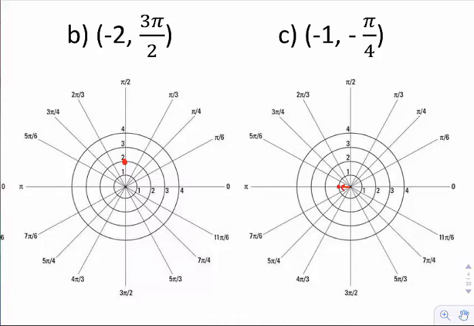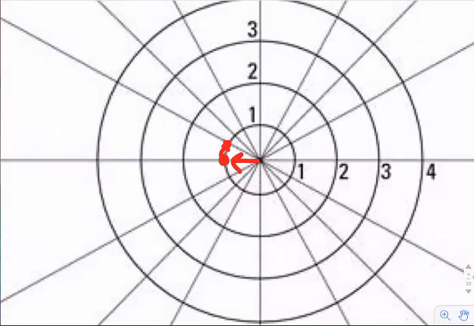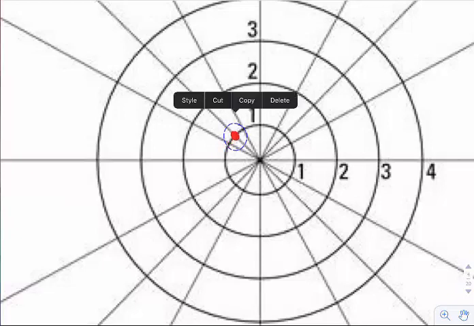This is -pi over 4, which means we're going to go in a clockwise direction. So I'm going to go clockwise. Pi over 4 doesn't take me very far. I can try to zoom in here so you can see it. As I said, I start at this point, and then all I'm going to do is go pi over 4 in a clockwise direction. So that's actually going to put me right there.